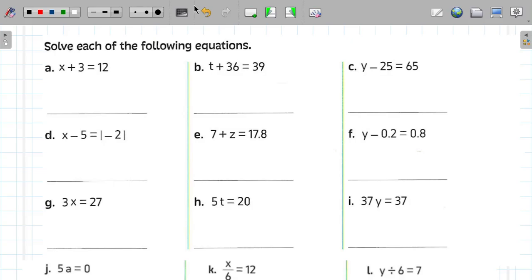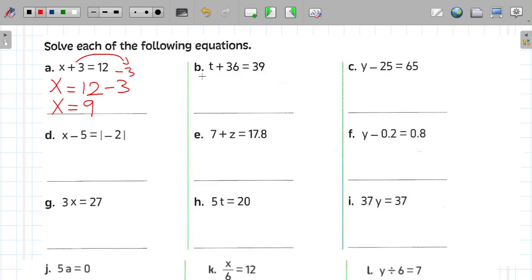The first one here, I have x plus 3 equals 12. So I will send plus 3 to the other side with the inverse operation. Okay? So it will be like minus 3. So I can say x equals 12 minus 3 equals 9. So the value of x equals 9. So the solution of the equation is 9.